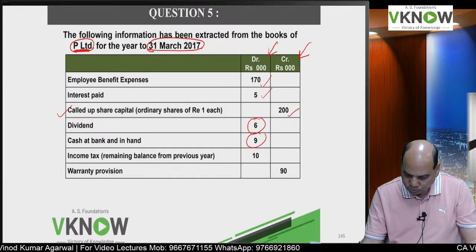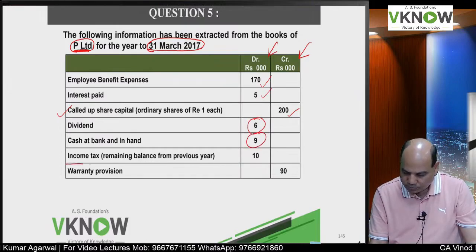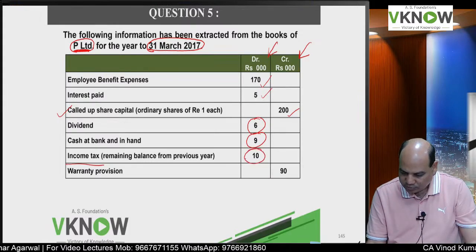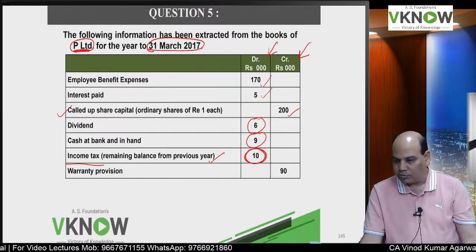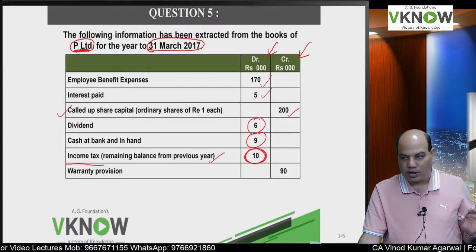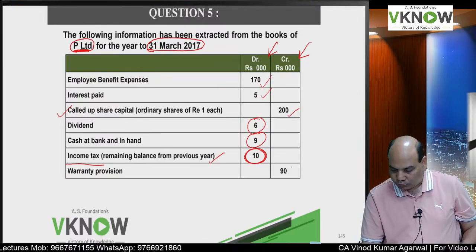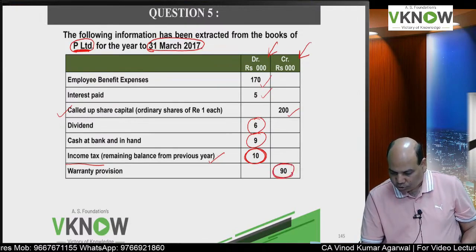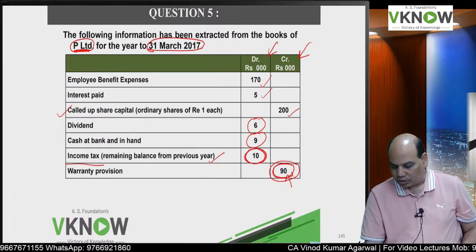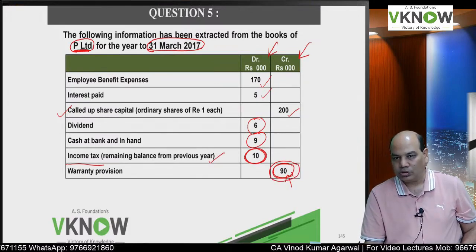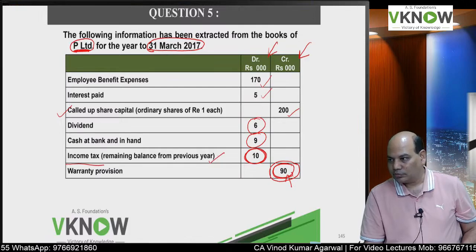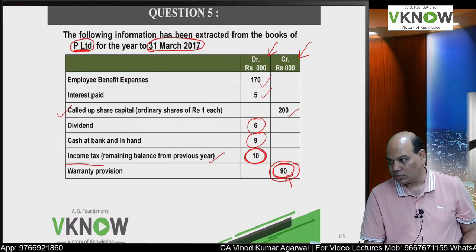Cash at bank will go to balance sheet. Income tax debit appearing, so it will go to tax expense. Remaining balance from previous year, so some amount was pending which you have paid. Okay. Warranty provision 90 will go to balance sheet under provision. Now it's not clear, is it short term or long term? Warranty can be long term also, short term also.